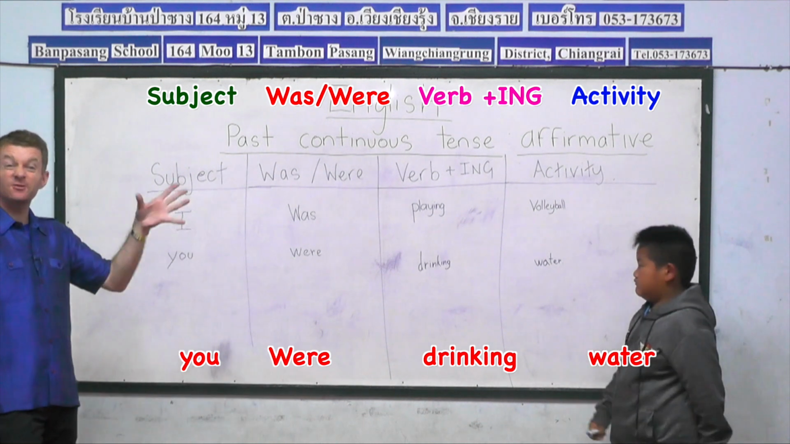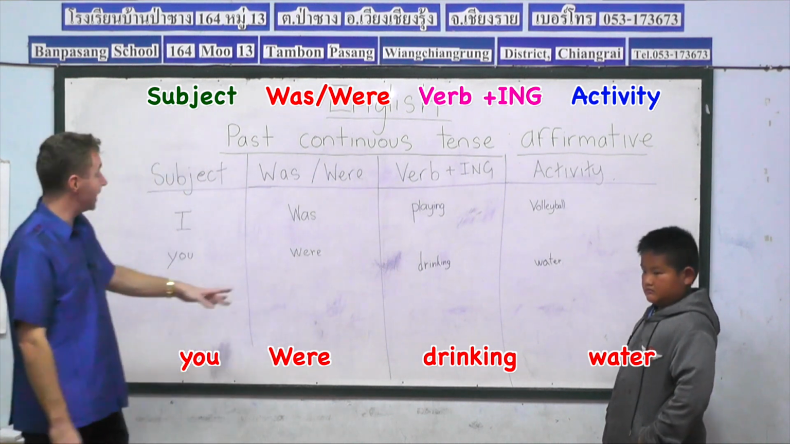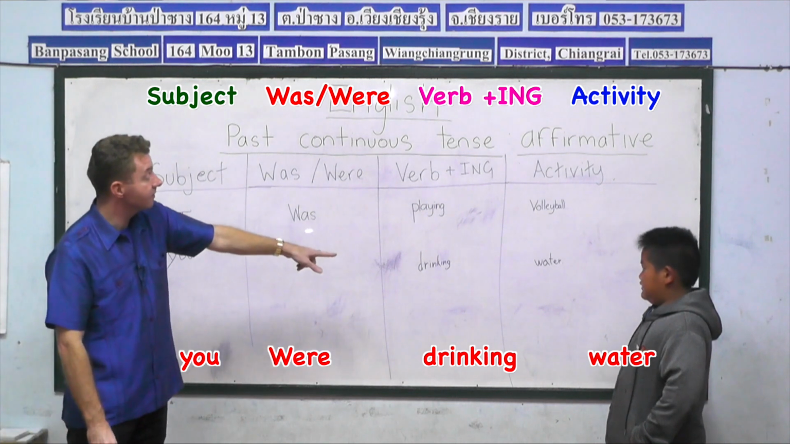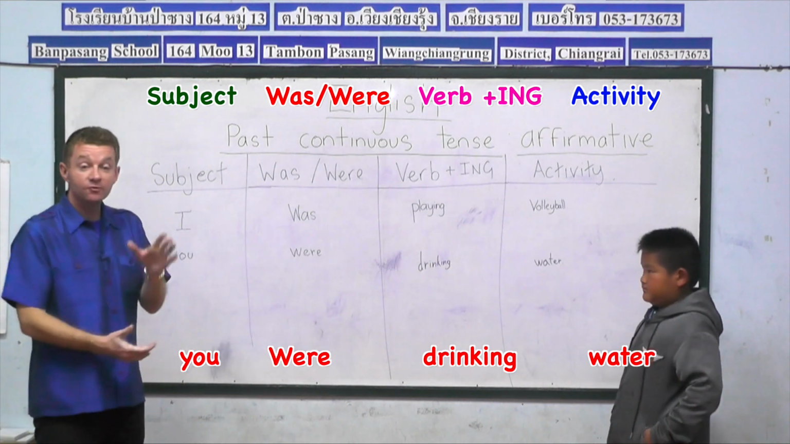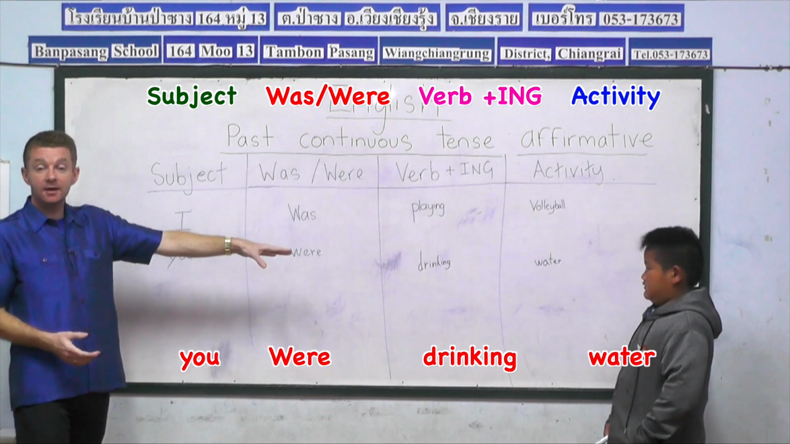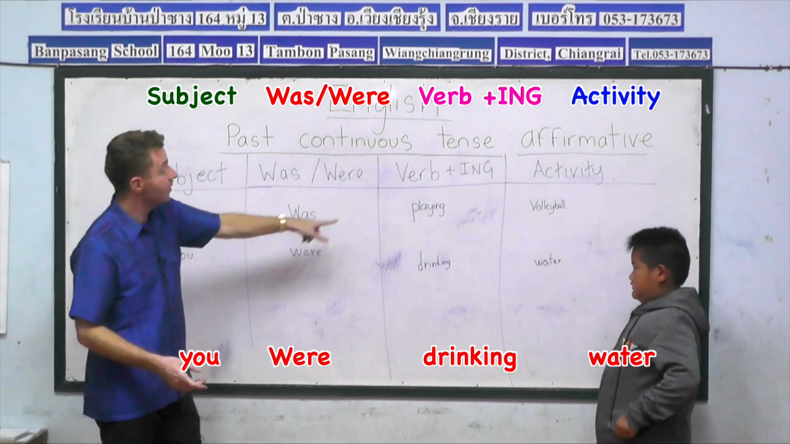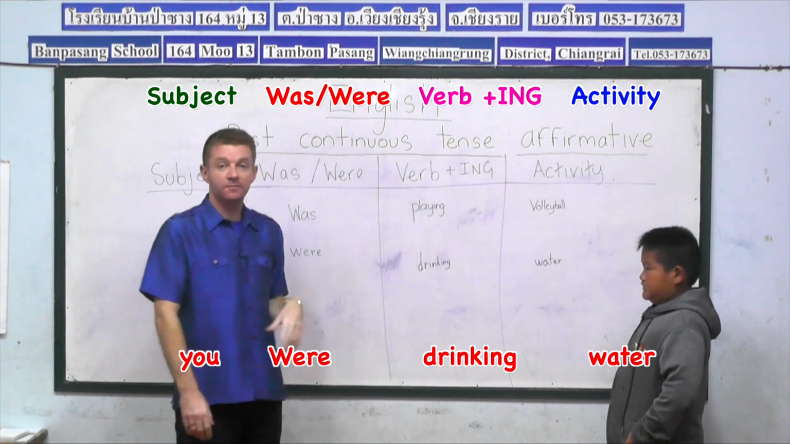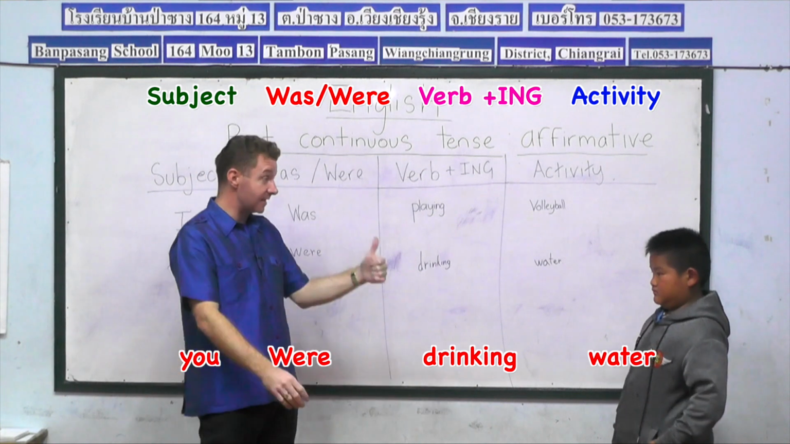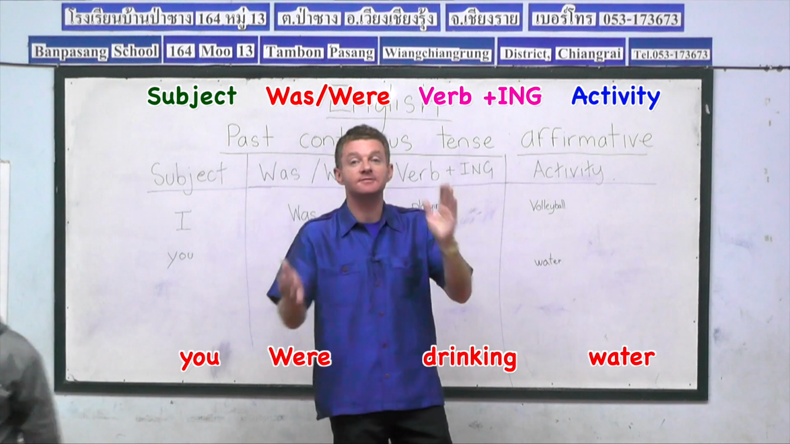Perfect. So Net has shown how to construct an affirmative sentence with the word were. Ready, Net? You were drinking water. So all together, guys, you were drinking water. Or I was playing volleyball. Affirmative sentence in the past continuous tense. Net, that was brilliant. High five and a big round of applause for Net, please, guys.